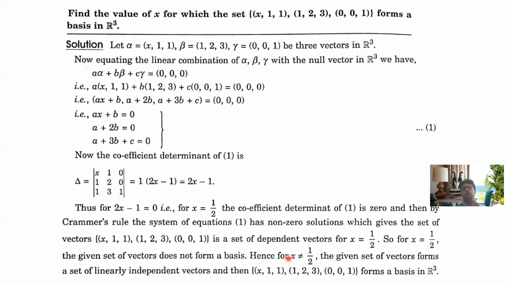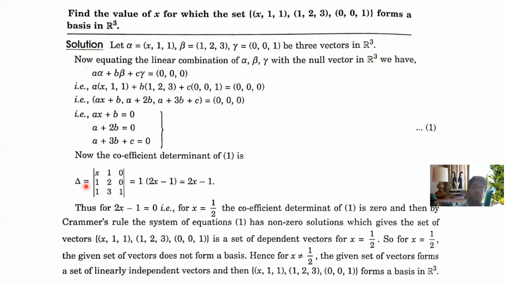Clear? First, if you have a question on basis, first you have to check the coefficient determinant value. If the coefficient determinant value is not equal to 0, that means your set of vectors is linearly independent. Number one. Number two, the number of vectors is 3, the dimension of R cube is 3. Therefore, this set of vectors forms a basis.